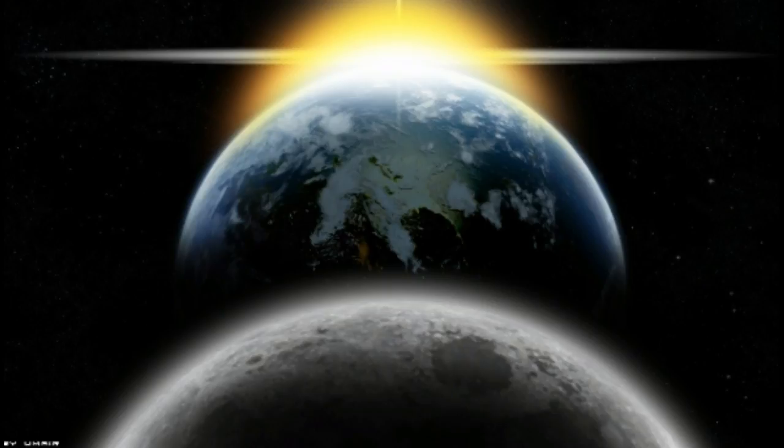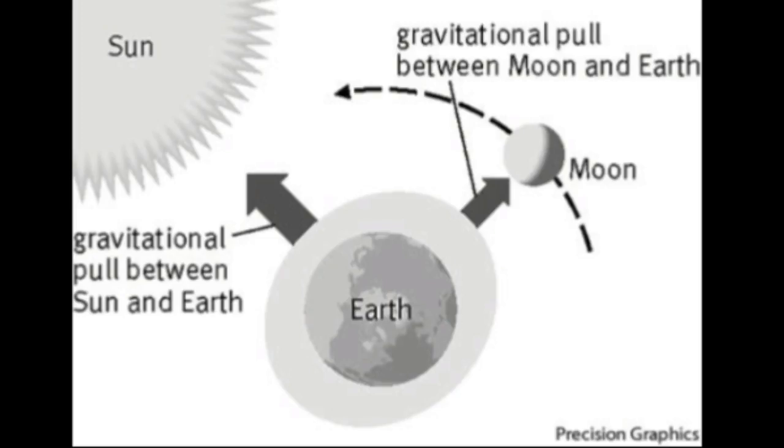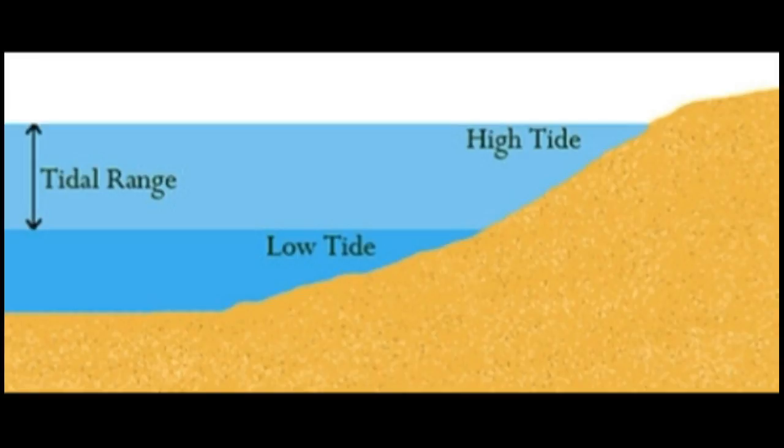Spring tides occur when the sun, moon, and Earth are all in a line. With spring tides, there is the greatest tidal range. Neap tides are when the sun, moon, and Earth are forming a right triangle. With neap tides comes the smallest tidal range. Tidal range is the vertical difference between the high tide and the succeeding low tide.